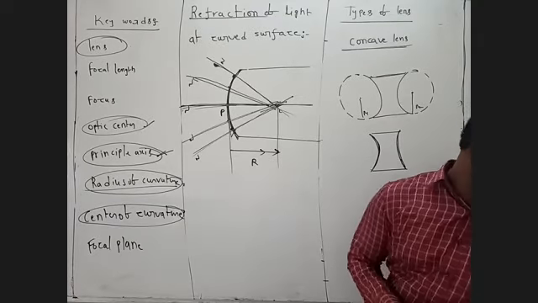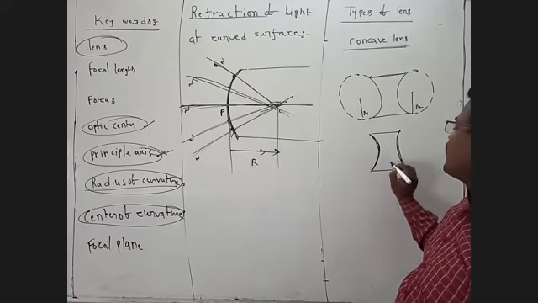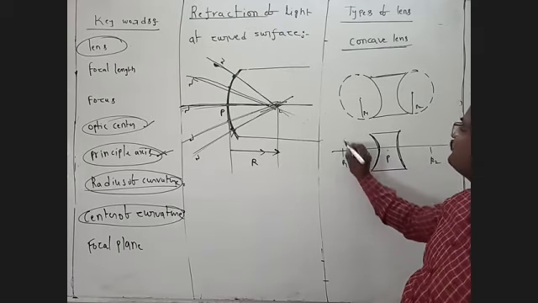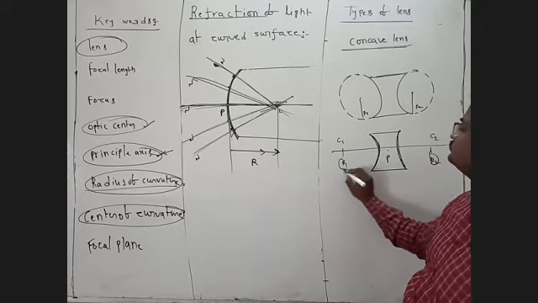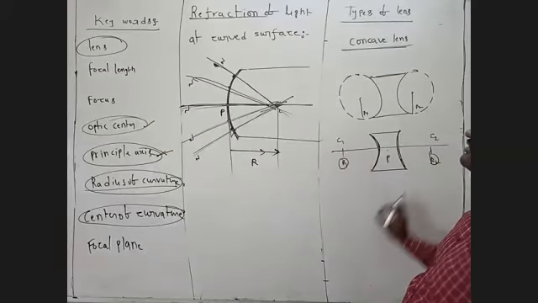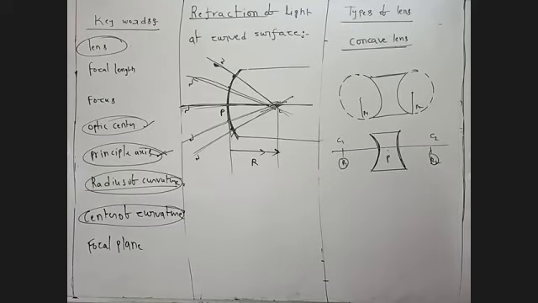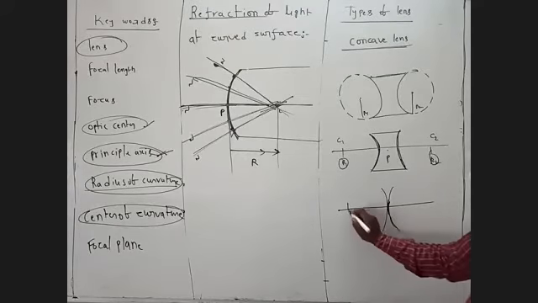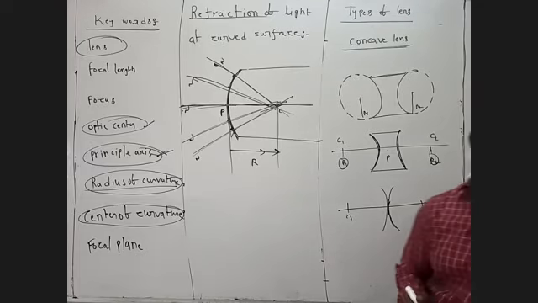This is the optic center. This is the radius, and the centers of curvature are C1 and C2. So this lens has two centers of curvature. You can press in the middle part and it will become like this. This symbol represents the concave lens. This is the concave lens symbol.